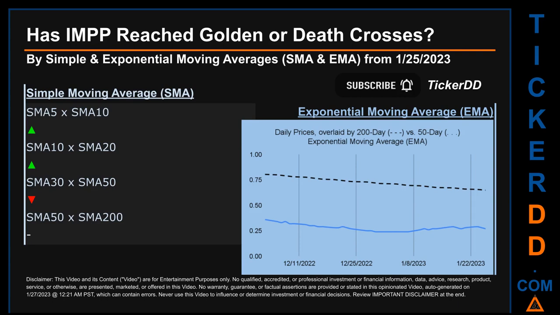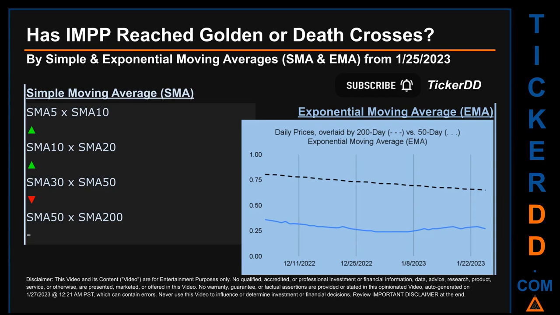Has IMPP price reached golden or death crosses? Golden cross and death cross are basic signals that compare average prices across two specified trade day ranges, a short-term versus a long-term range. For example, 5-day versus 10 trade days. Essentially, a golden cross is a bullish signal. It appears when a ticker's short-term moving average crosses above its long-term average. Vice versa, a death cross is a bearish signal when the short-term crosses below its long-term moving average.